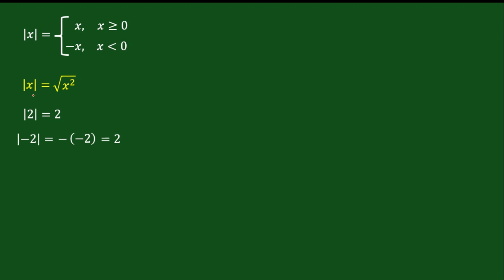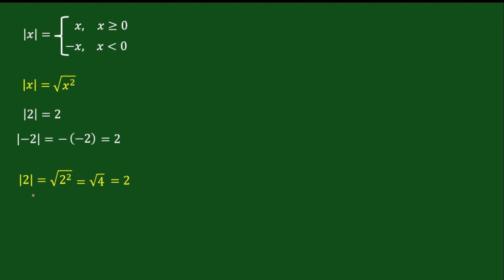Now, if I use the second definition, I can find the absolute of 2 as the square root of 2 squared. So I first need to apply this operation, that is, I need to square the real number, and that leads me to the square root of 4. And the square root of a real number is always non-negative, therefore I get this as 2.